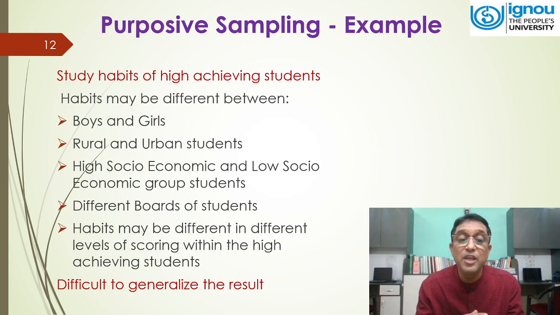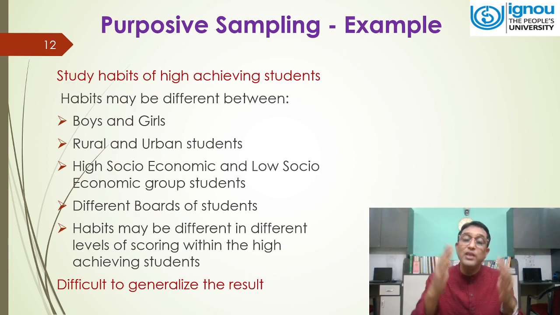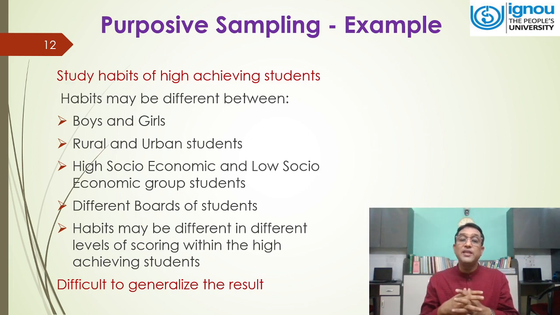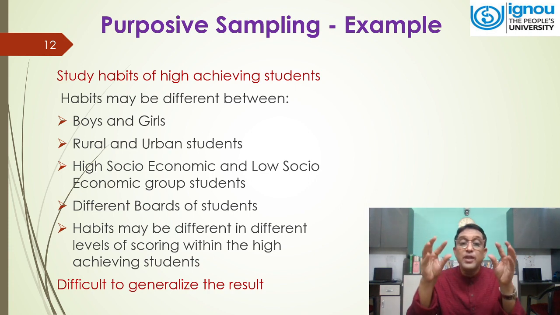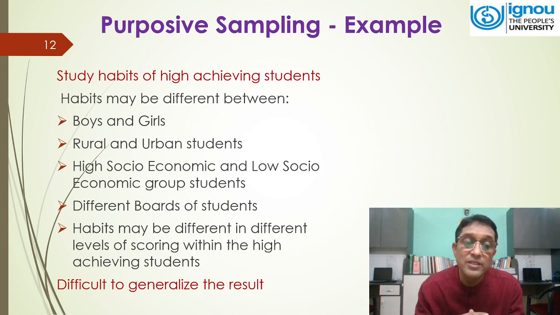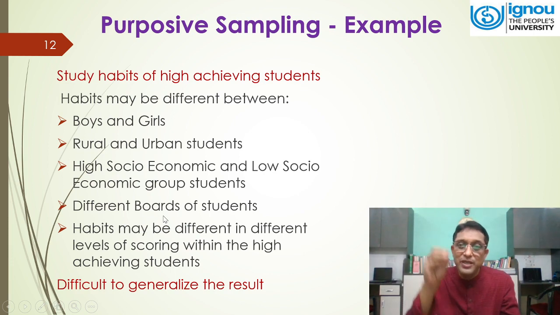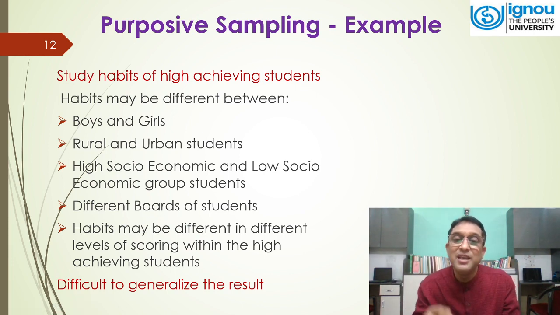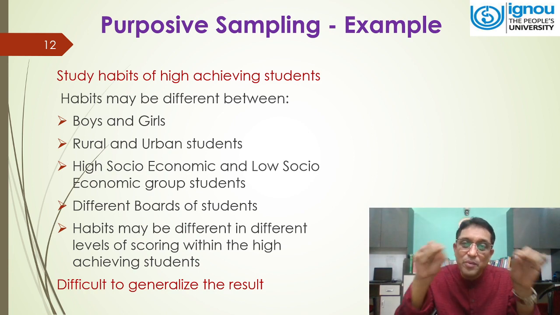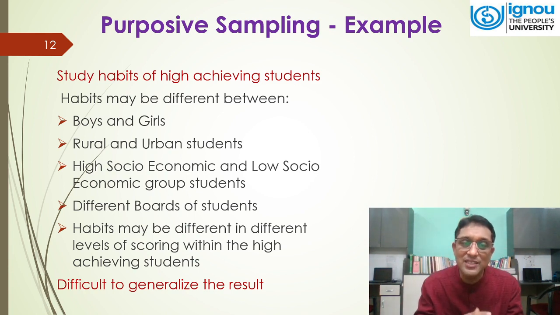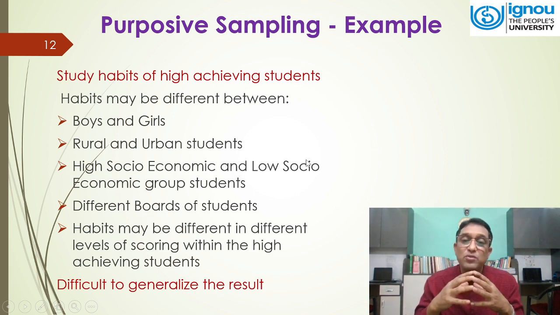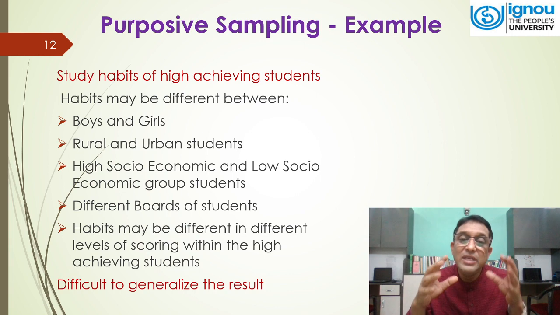तो यदि आपके स्टडी में इस प्रकार का है कि जो हाई सोशियो इकोनॉमिक ग्रुप से आते हैं उनका हैबिट्स कैसे है और जो लो सोशियो इकोनॉमिक ग्रुप से आते हैं उनका हैबिट्स कैसे है, तो फिर आप दोनों ग्रुप से एक एक ग्रुप स्टूडेंट्स ले सकते हैं. देन डिफरेंट बोर्ड ऑफ स्टूडेंट्स, तो जो हाई अचीविंग स्टूडेंट्स है डिफरेंट बोर्ड से जो आते हैं, सीबीएसई बोर्ड से या किसी स्टेट बोर्ड से या आईसीएसई बोर्ड से, क्या सभी बोर्ड का स्टूडेंट्स का हैबिट एक ही जैसे है जो हाई अचीविंग स्टूडेंट्स है, या सभी बोर्ड स्टूडेंट्स का हैबिट्स जो है ये अलग अलग है?